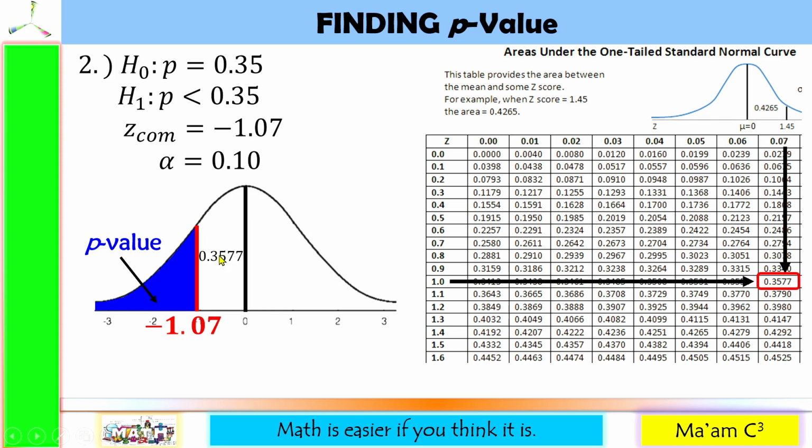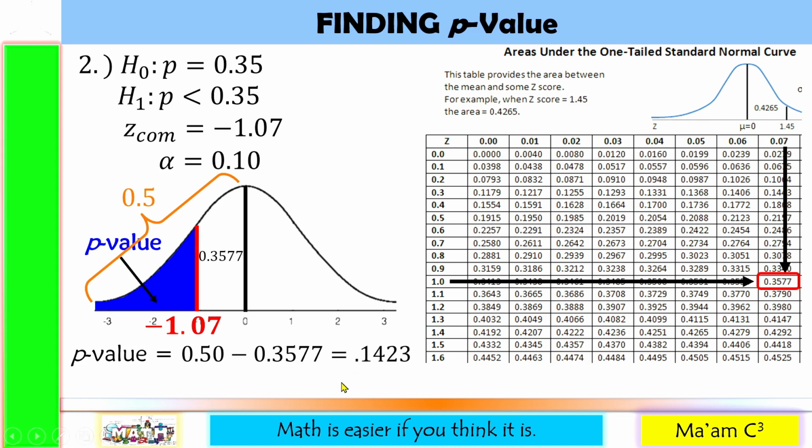So this portion, we don't need this. We need this shaded area. So again, half of the normal curve is 0.5. So let us subtract 0.3577 from 0.5. And this will give us 0.1423. This is the p-value that we are looking for.